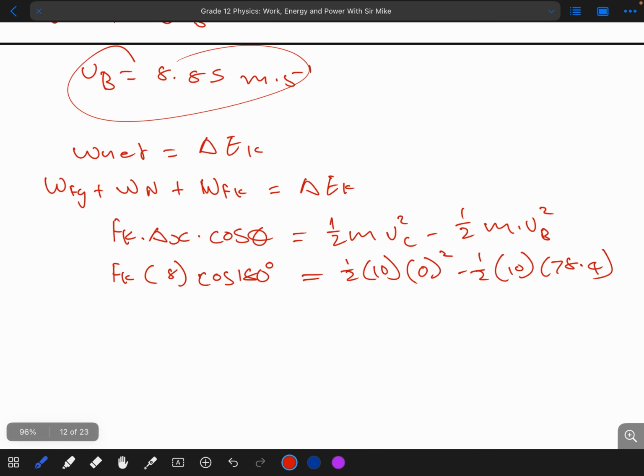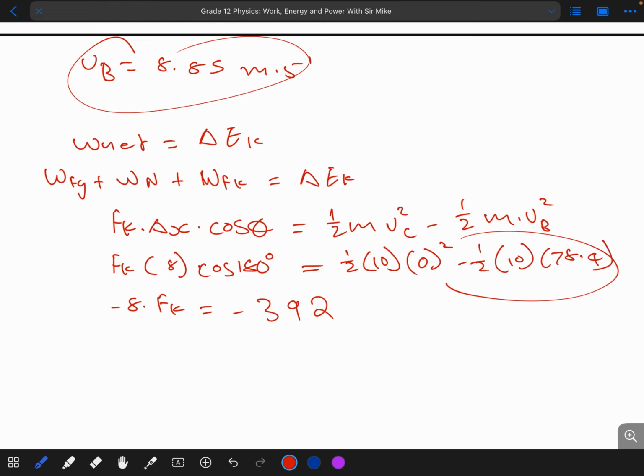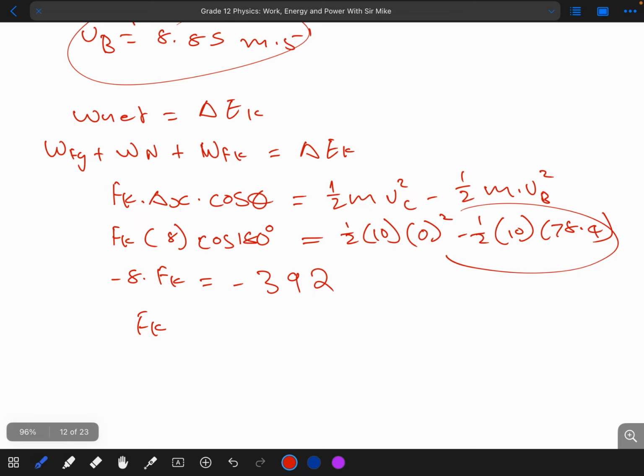If you put cos of 180, you're going to get a -1. So this turns to -8 multiplied by Fk, being equal to, if you put this into a calculator, -392. You divide by -8 on both sides, and what you're going to get is Fk equal to 49 Newton.